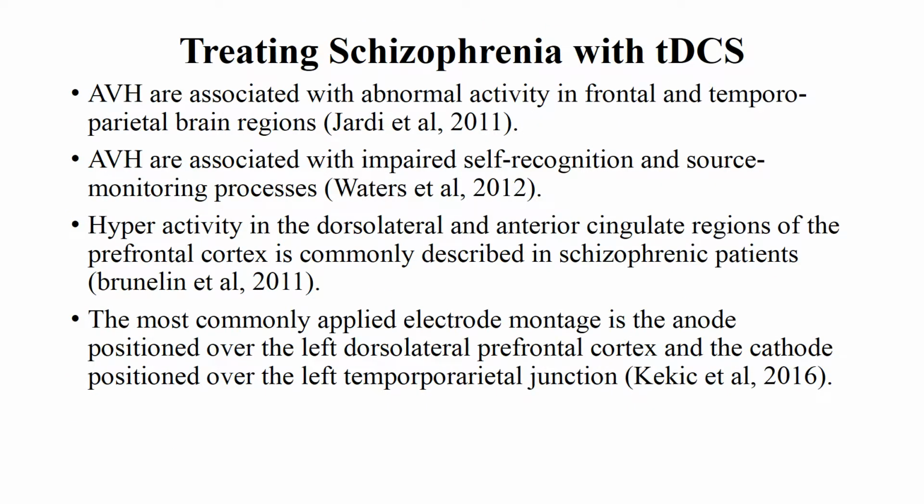Auditory hallucinations have been associated with abnormal activity in the frontal and temporoparietal regions and impairments to self-recognition and source monitoring processes. The most commonly applied electrode montage for the treatment of schizophrenia is the anode positioned over the left dorsolateral prefrontal cortex and the cathode positioned over the left temporoparietal junction.